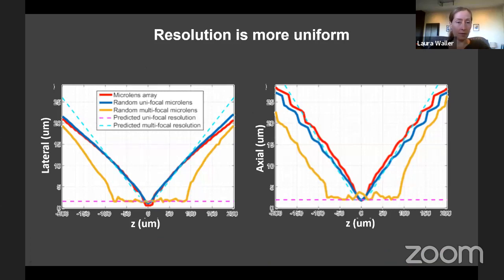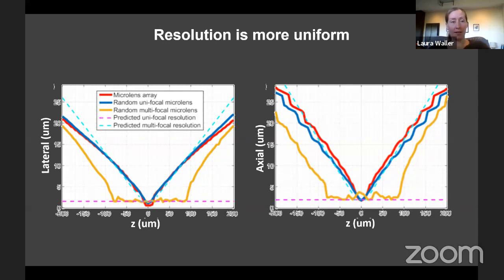So this is a little bit hard to interpret, but this microlens array, the red line here, is the resolution of a Fourier light field microscope, which has some significant advantages over a regular light field microscope. So we're saying that this microlens array version is already better than your typical light field microscope. And now what you see is this gold line is our random multifocal microlenses, and it achieves a much bigger range of good resolution. So right near focus, it's slightly worse resolution than the microlens array, but away from focus, it does much better. And this is sort of why we wanted to do this, because we can get this bigger range of good resolution.